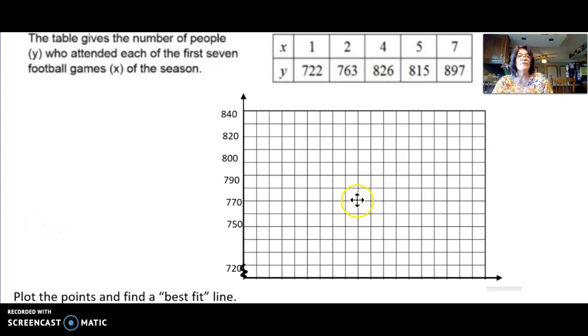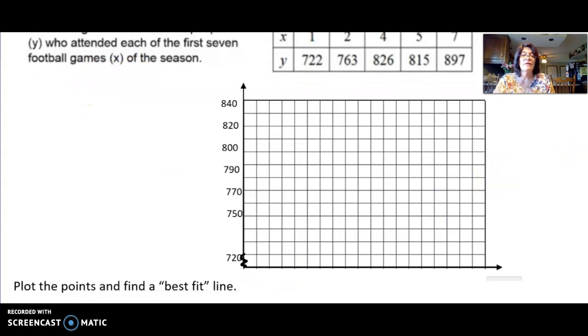Here's some real life data. It's the number of people who attended each of the first 7 football games in a season. So the number of people is on the y-axis. I don't know if this is a Steeler game, it might be. And each of the first 7 football games. I don't actually have the numbers here at the bottom, so let's put those on.